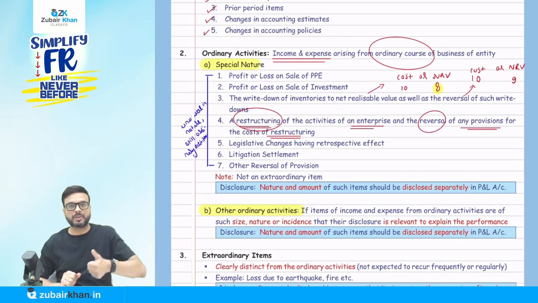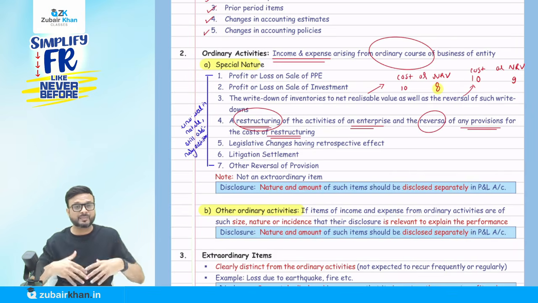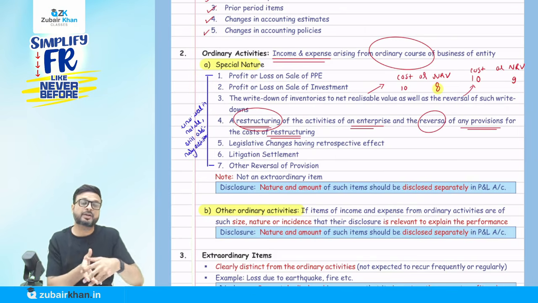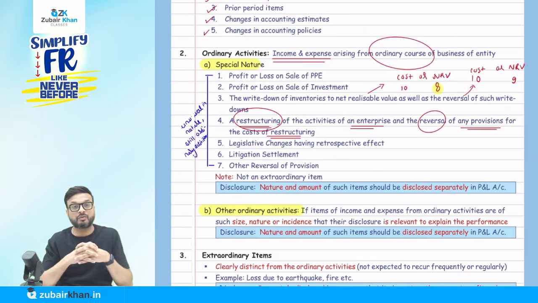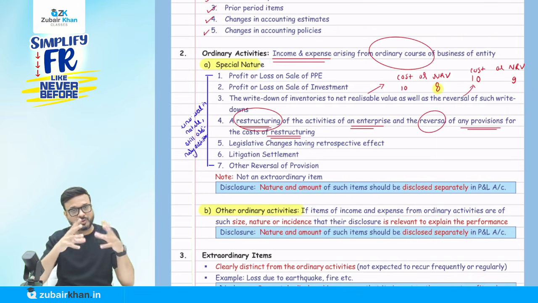Profit or loss on sale of PPE, profit or loss on sale of investment, the write-down of inventory, restructuring of the activities of an enterprise, reversal of provision, and what? Now, the 5th, legislative changes having retrospective effect. Sometimes changes come in law, and they are retrospective. For example, under GST, you claim the input part.